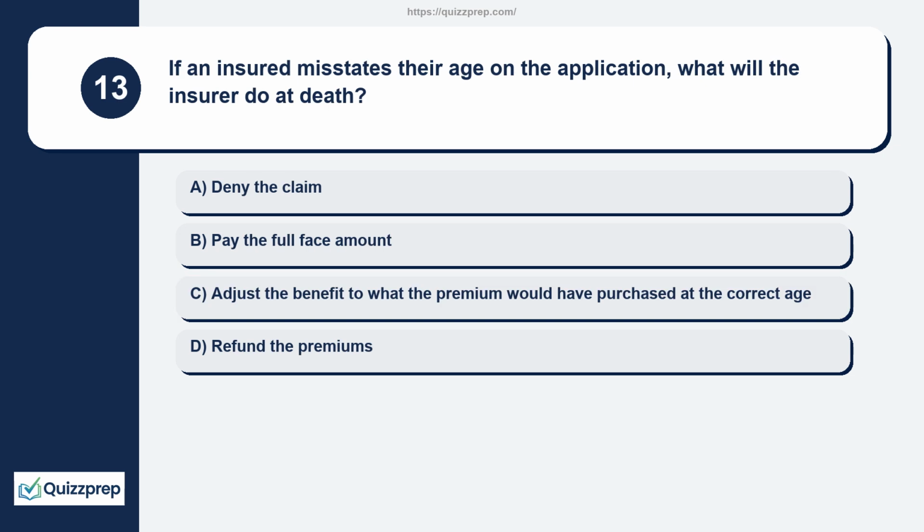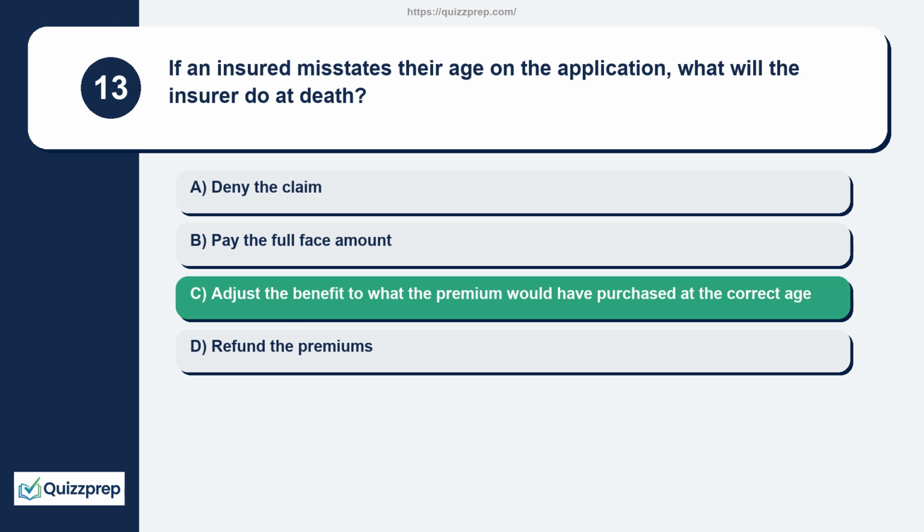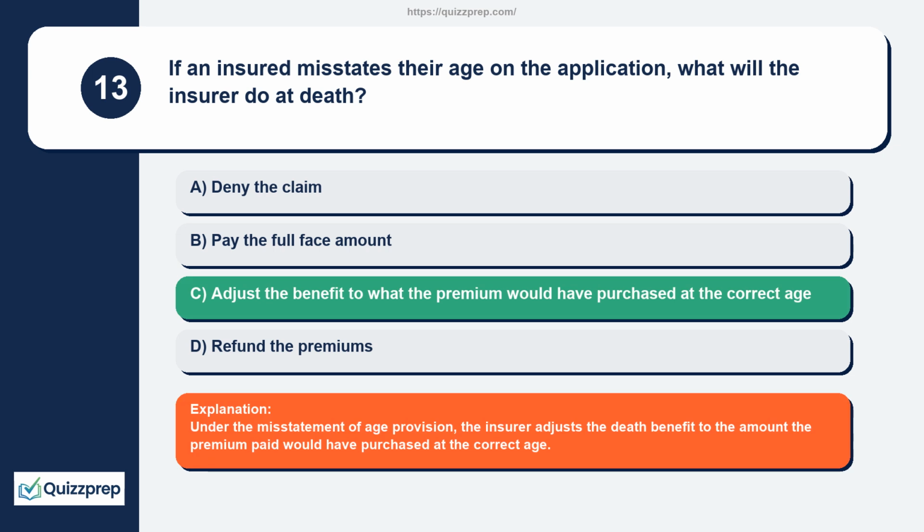Question 13. If an insured misstates their age on the application, what will the insurer do at death? Deny the claim, pay the full face amount, adjust the benefit to what the premium would have purchased at the correct age, refund the premiums. Under the misstatement of age provision, the insurer adjusts the death benefit to the amount the premium paid would have purchased at the correct age.